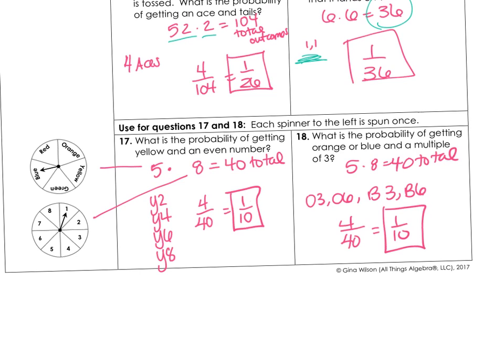And number 17 and 18, you had to use the 2 spinners. There's 40 total outcomes for each, and yellow and an even number, here they are, 4 out of 40, 1/10. And then orange or blue and a multiple of 3, so here they are, 4 out of 40 or 1/10.